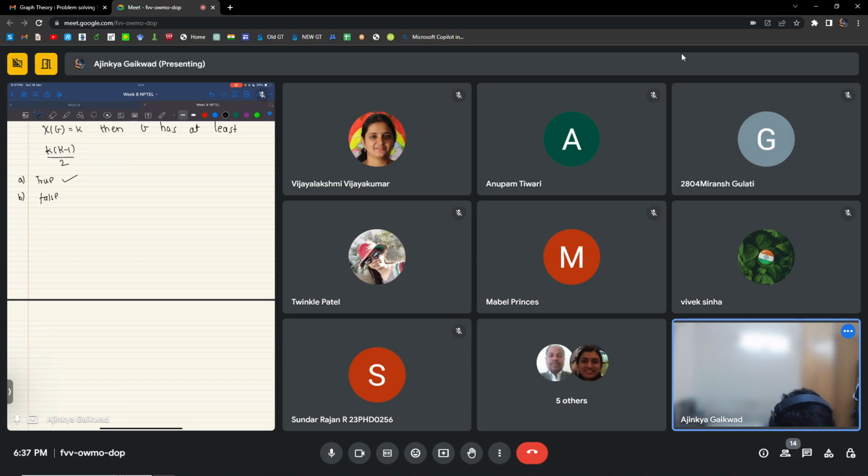Okay, so here's a question. Is K5 a planar graph? So K5 is clear, right? K5 is a complete graph on five vertices. My question is, is it a planar graph?